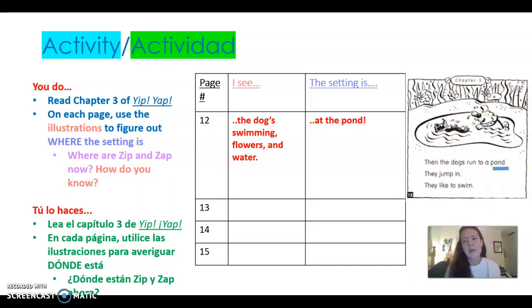So it's like a swimming pool, but it's surrounded by dirt and not concrete. So I used the illustrations to help me figure out where the setting was. And you guys are going to do that with page 13, page 14, and page 15. So we're going to be writing down what we see in the illustrations and then naming what our setting is using what we saw in the pictures.